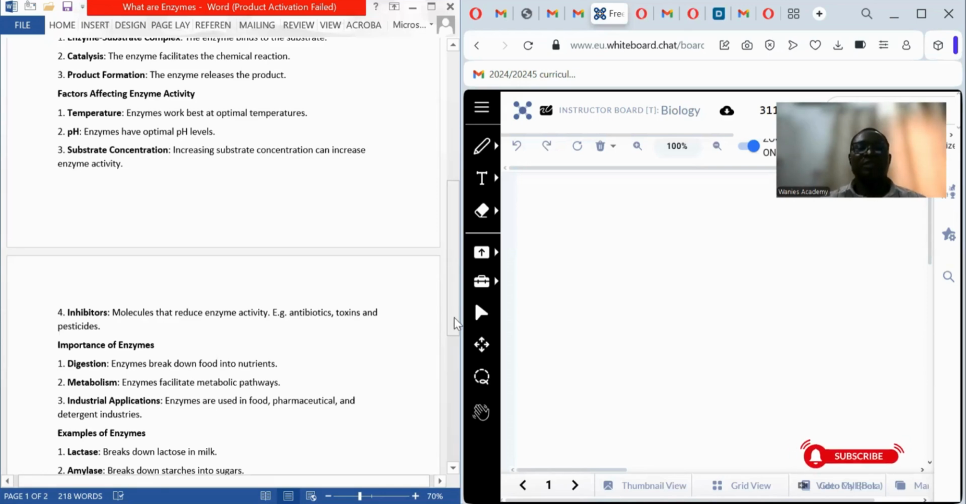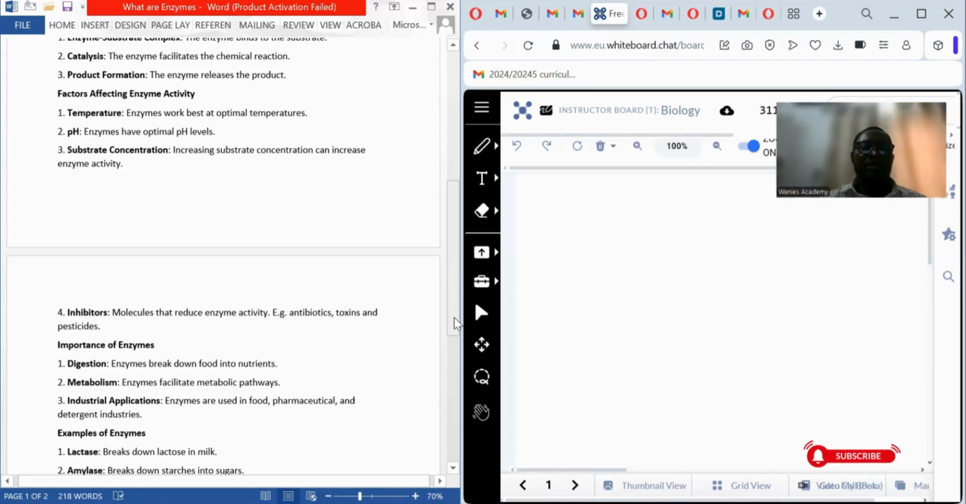pH, which is the measure of acidity or alkalinity of a body, also affects the rate at which enzymes function. The appropriate or optimal pH is needed for the function of enzymes. Substrate concentration. Now, when the substrate is more concentrated, it also alters the activity of the enzyme. So the acceptable concentration of substrate also increases enzymic activity.